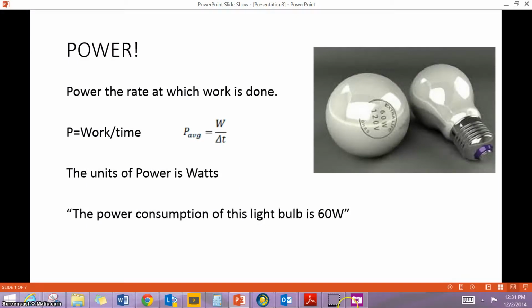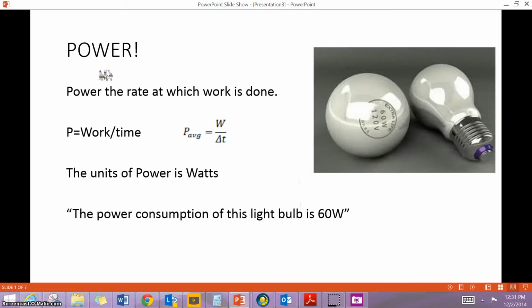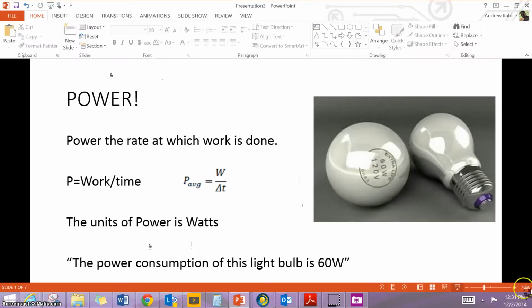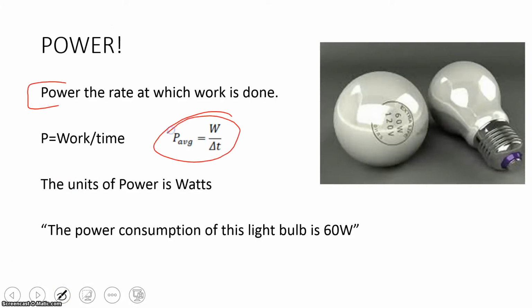So, today's lesson is about power. So, here's the definition of power. Power is the rate at which work is done. And basically what that means is the faster you do work, the more power you have. This right here, the formula that you would see in your formula chart: average power equals work divided by time. And remember that delta time just means the amount of time that passes.